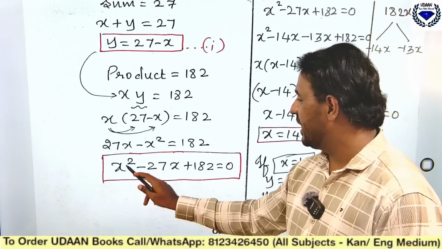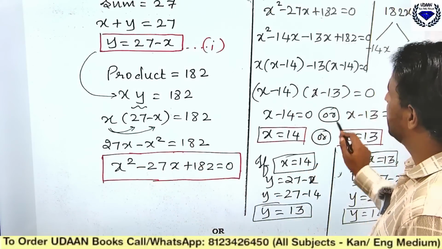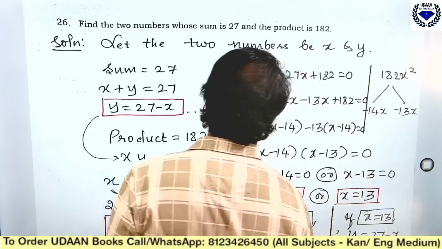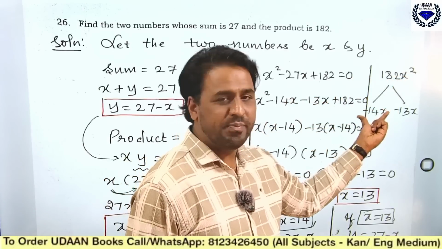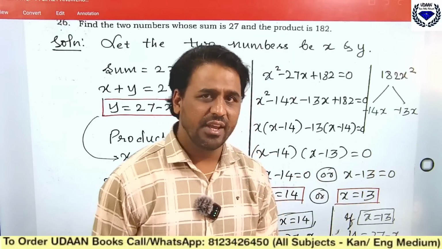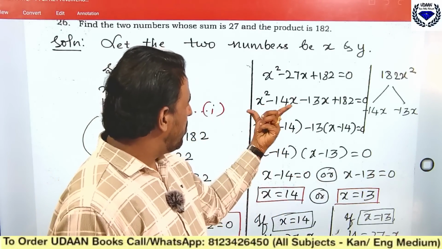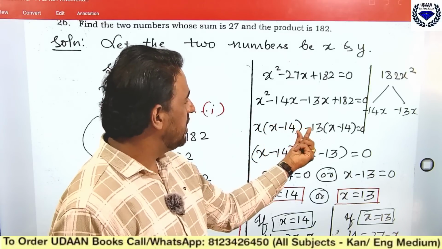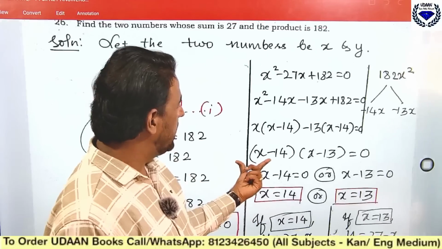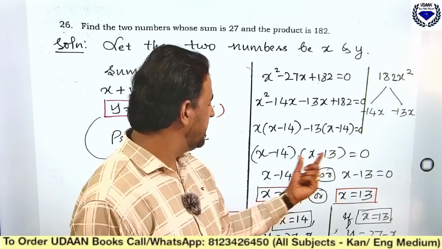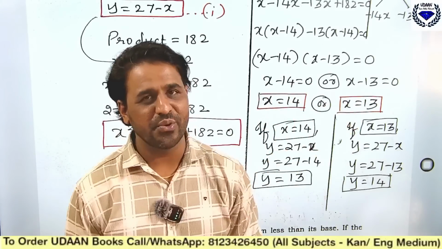Rearrange: x square goes on the right side, this goes on the right side, it is already on the right side. You will get this equation: x square minus 27x plus 182 equal to 0. 182 can be split as minus 14 and minus 13, so minus 13 and minus 14 will give you 182 and sum minus 27. Then what is common here? x is common, x minus 14; minus 13 is common, x minus 14. Then x minus 14 and x minus 13. So this term equal to 0 or this term equal to 0. x is equal to 14 or x is equal to 13.